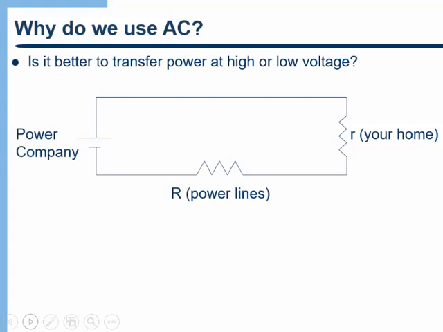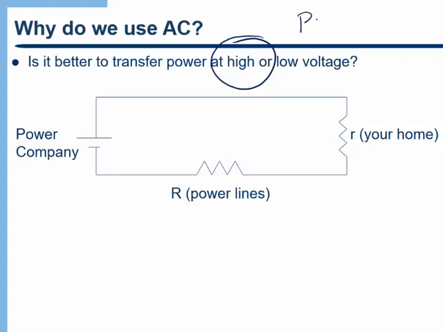Here's a question that I asked earlier in the course. Why do we use AC? And it's really kind of a two-part answer. The first part is we've got to understand, is it better to transfer power at high or low voltage? Now, you probably all know the answer to this because we've all seen high voltage power lines. So we know that we transfer it at high voltage. There must be some reason that that's better. Let's see why that is.